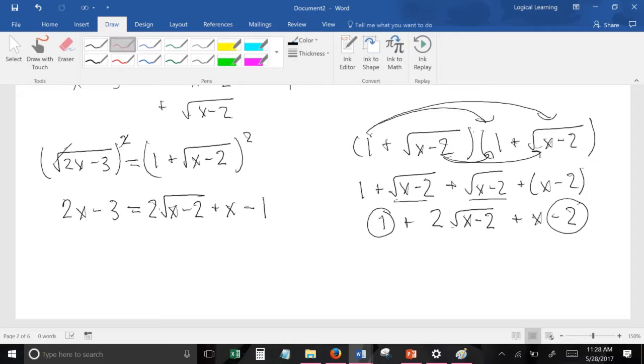So let's go ahead and now subtract x from both sides, and at the same time, let's add 1 to both sides. Well, 2x minus x is just going to give us x. Negative 3 plus 1 is going to give us negative 2. We're going to still have the 2 square root of x minus 2 over here, but these both cancel out. Now, what do we do here? Well, we got to get rid of that radical, so we're going to square everything again.